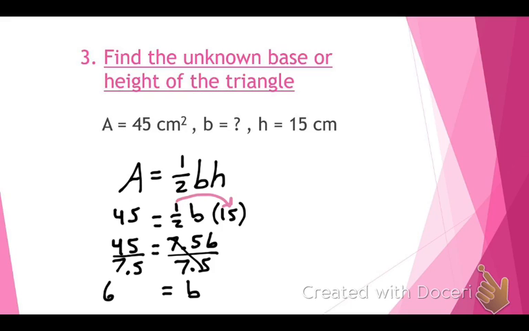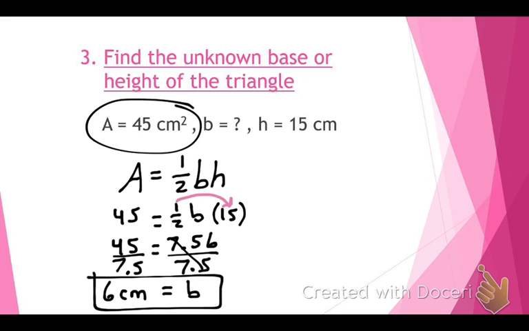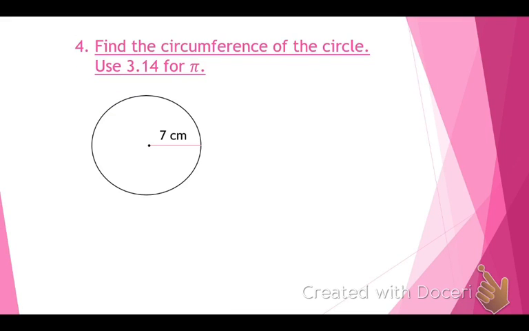Should I square it? No. When do I square it? You're finding the area. Only when finding the area. And for this one, we already know that the area was up here. They've already squared those centimeters. So my base is simply going to be 6 centimeters. Any questions? Okay, on to number 4.